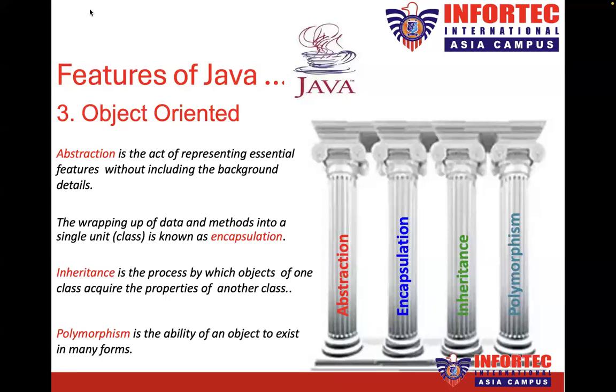Right, sorry for the disturbance. So what do you mean by abstraction? Abstraction is the process of representing essential features without including the background details. When we practice these object-oriented concepts, we basically use these things. So, what do you mean by abstraction? It is the act of representing essential features without including the background details.